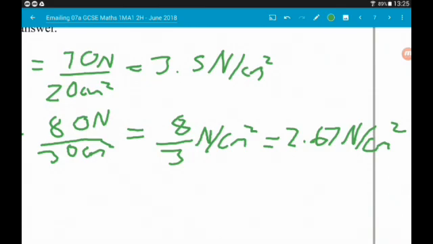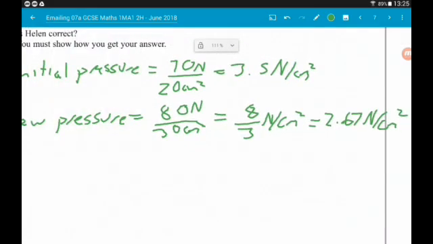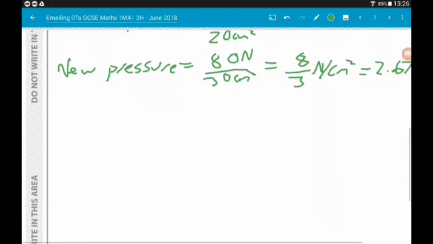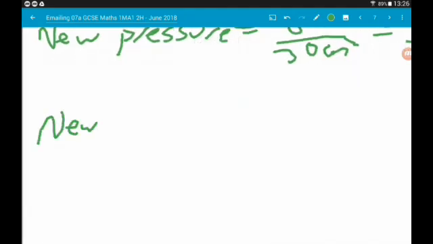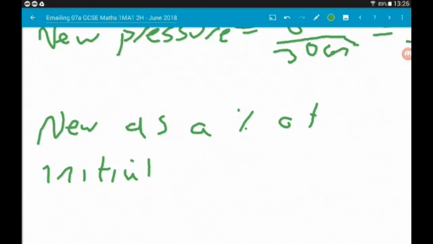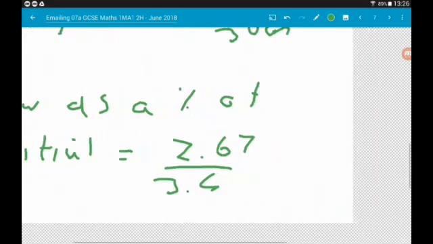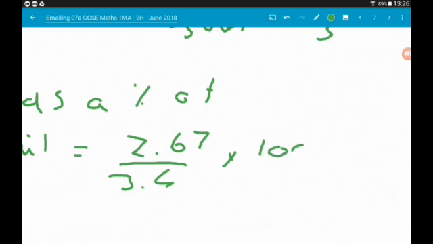Now, to work out the decrease, we could divide the new pressure by the initial pressure to work out what percentage the new pressure is of the initial pressure. So, the new pressure, I'm just going to call it new, as a percentage of the initial, well, that's going to be 2.67 divided by 3.5 times 100. And that is going to give us, if we go to the nearest whole percentage, 76%.